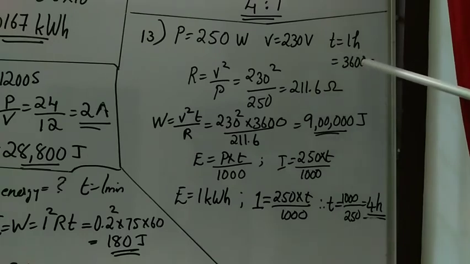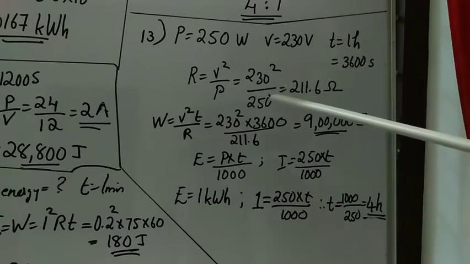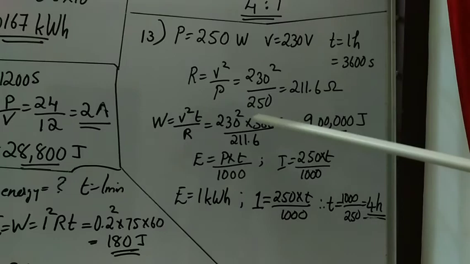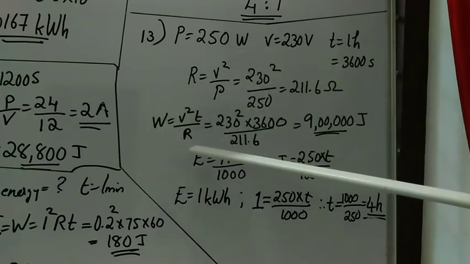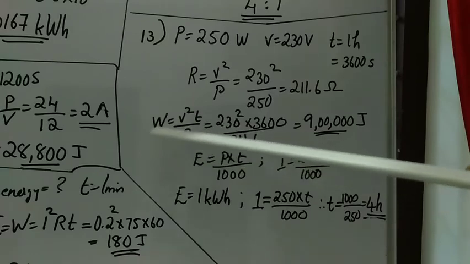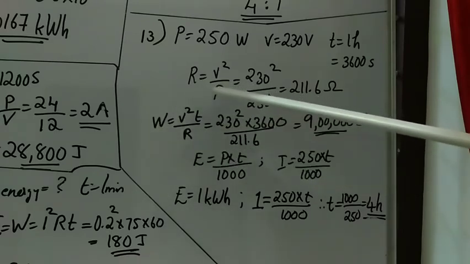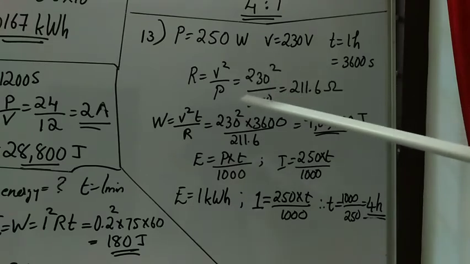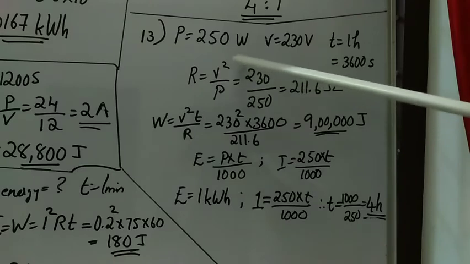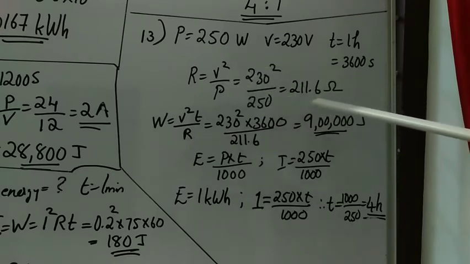So for finding energy consumed, we have to find the resistance of the circuit. R is equal to V square by P, because we don't have the direct formula without resistance to find the energy. So whether it is asked or not, for all the questions, it is good to find the resistance of the circuit. R is equal to V square by P. By substituting, we got 211.6 ohm.